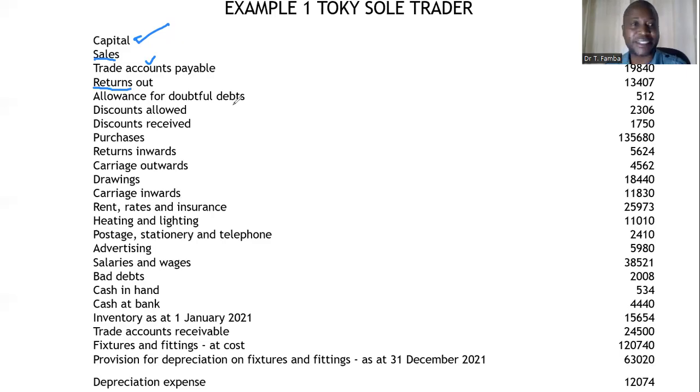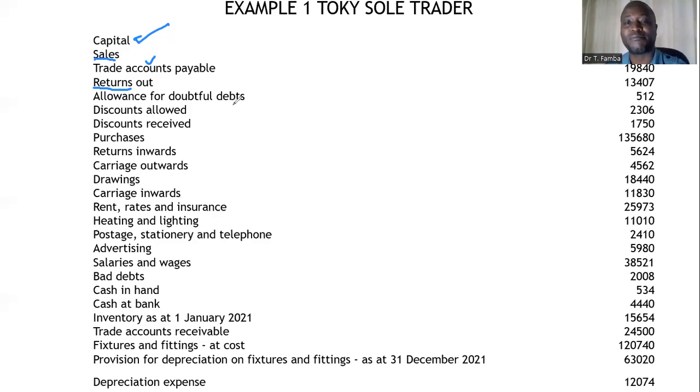We also want to understand which items go to the statement of financial position, which items are supposed to be in the trading account, which items are supposed to be operating expenses, which items are supposed to be liabilities in the statement of financial position, or assets, or current assets. So we are doing the classification, but we are also going to attempt to do some simple adjustments.